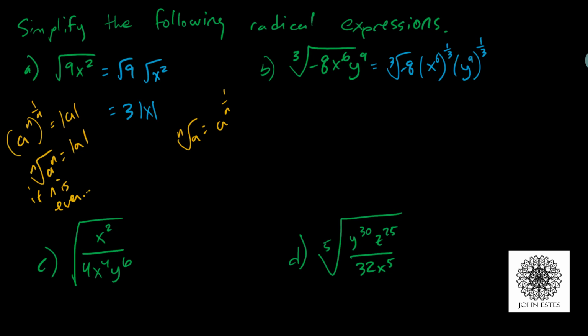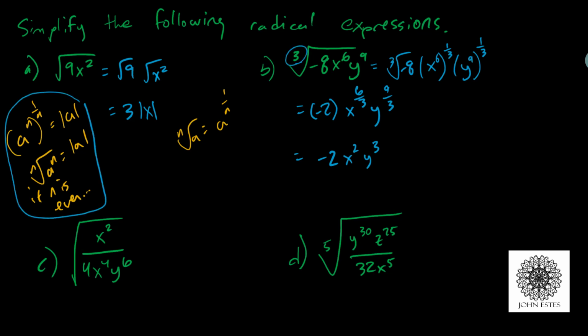Now the reason I did it that way is because I can easily think of something that multiplies times itself 3 times to give me negative 8. That would be negative 2. And then x to the 6th raised to the 1/3 power, through properties of exponents, means I simply multiply their exponents. So 6 times 1/3, I get 6/3. And 9 times 1/3, I get 9/3. And then using properties of fractions, I can reduce x to the 6/3 as x squared and y to the 9/3 as y cubed.